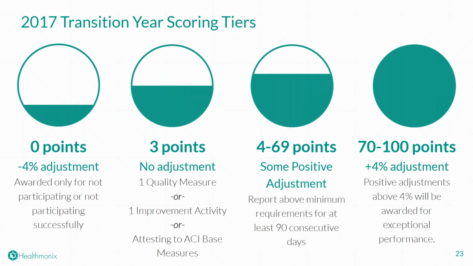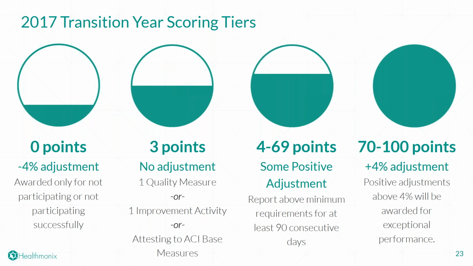So as I just said, 3 points allows you to avoid the penalty within MIPS for 2017. This can be accomplished by reporting simply one quality measure or one improvement activity or the base measures within ACI. So again, at the very least, if you're spending time to learn about MIPS on this webinar or have spent time invested in other resources, at least avoid the penalty, get your 3 points, report minimally, and then shift your focus into other initiatives or for MIPS in 2018.